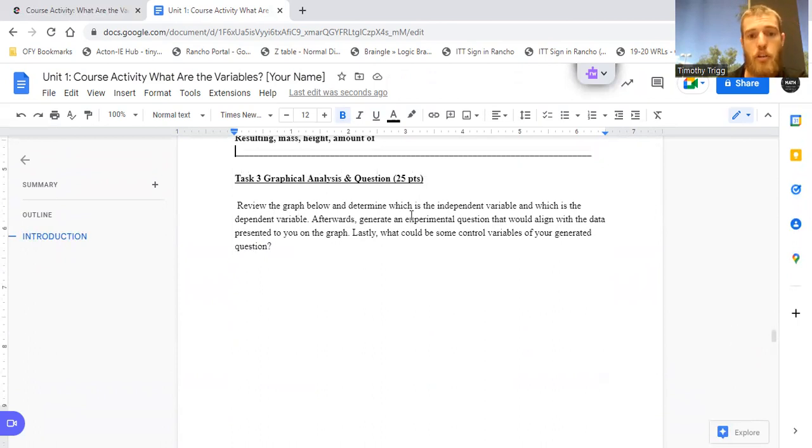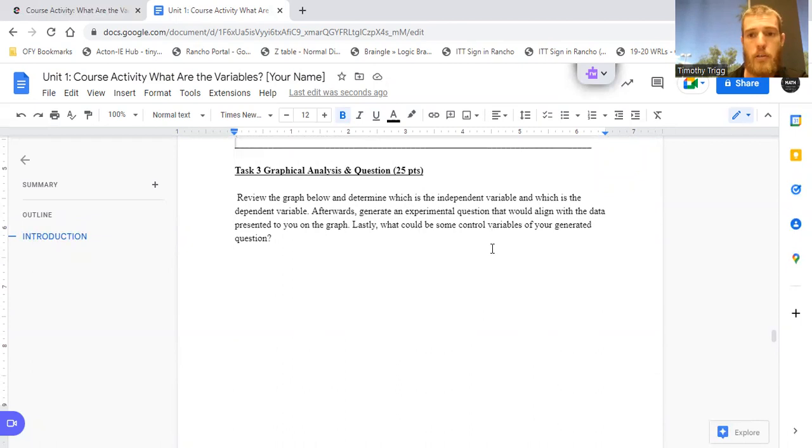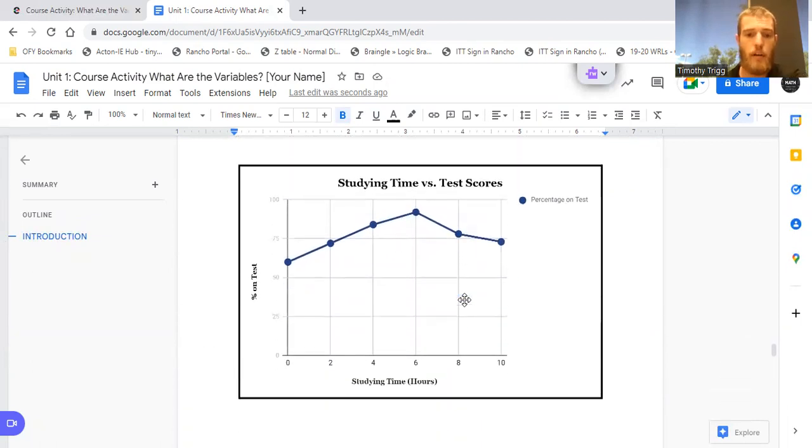Review the graph below and determine which is the independent variable and which is the dependent variable. Afterwards, generate an experimental question that would align with the data presented to you in the graph. Lastly, what could be some control variables of your generated question? All right, so let's go ahead and look at this graph here.